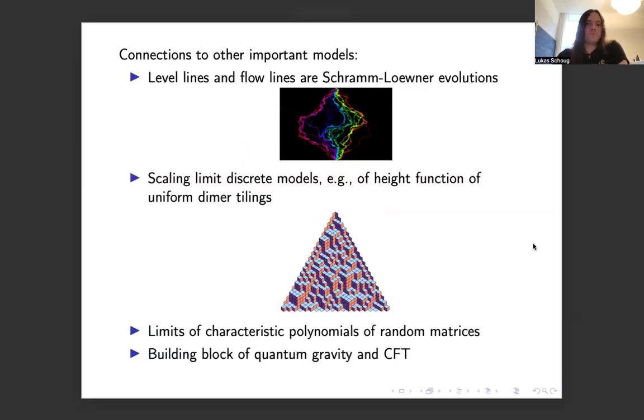And it's something very important to people that do various things in probability. So you can relate it to SLEs. You can relate it to diagram models, to characteristic polynomials of random matrices. You can use it to build quantum gravity and conformal field theory. So overall, it's a very nice object.